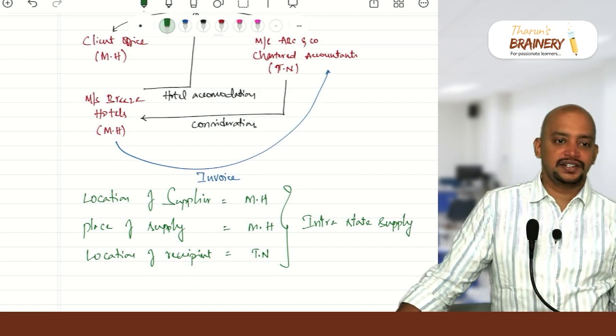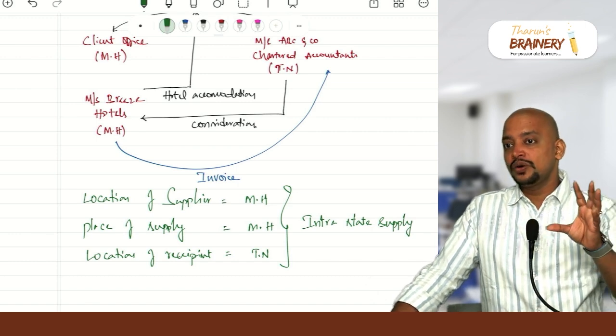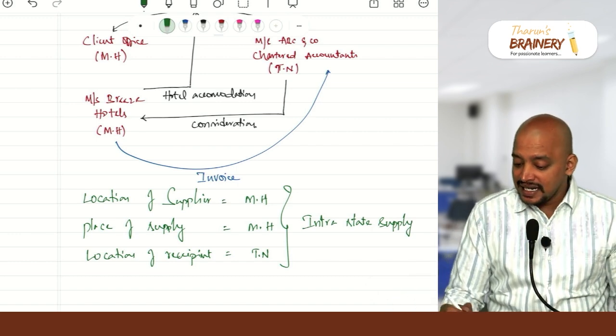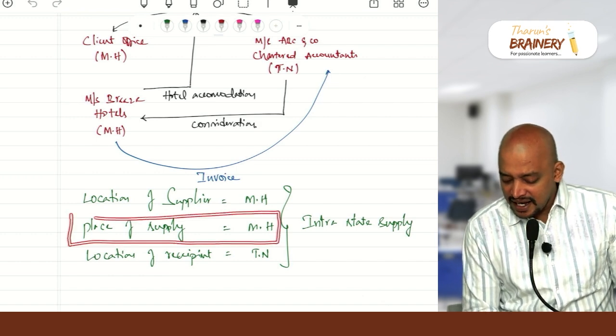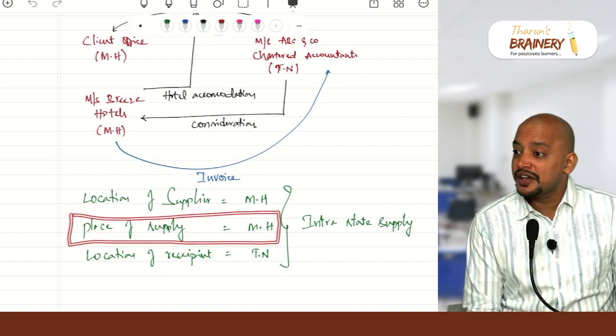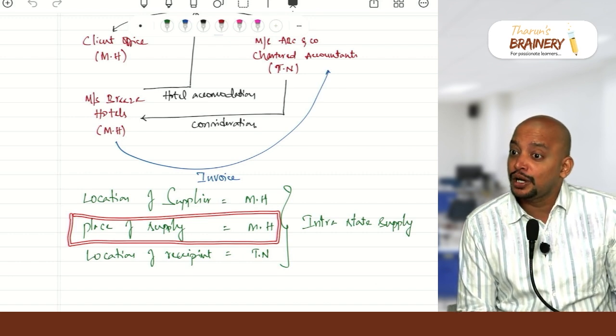Is it clear or not? Are you understanding? Sir, is it always like this? No. Here, what is the criterion? The place of supply. Because of this place of supply only it is like this. What if the place of supply becomes Tamil Nadu?